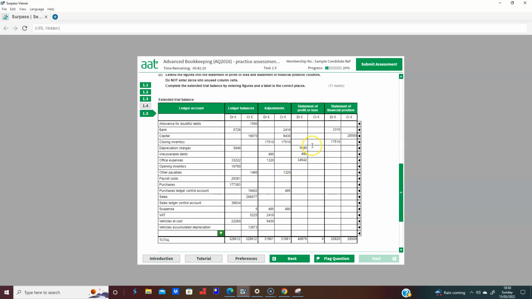And then you have your opening inventory. Your closing inventory is 17,510, and you have your opening inventory here of 16,760. Other payables. So you had a credit, and you have a further adjustment, and of course that goes in there as 1460 plus 1320, and it's 2780. Payroll costs, no adjustments to them. 28,381.